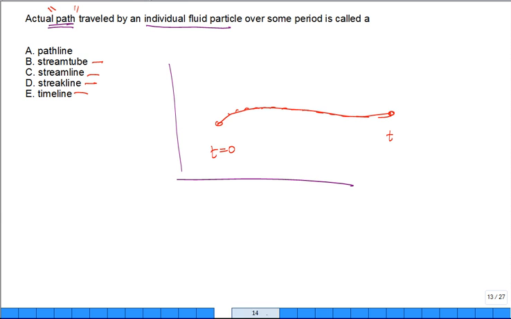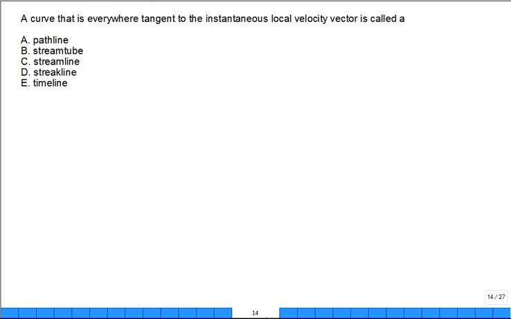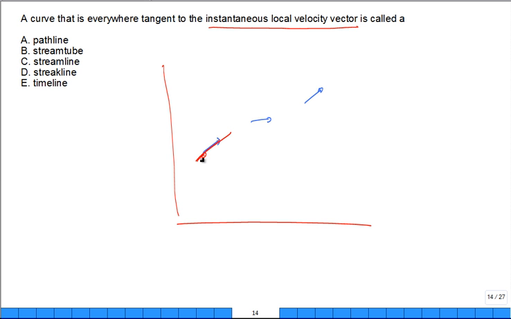Okay. A curve that is everywhere tangent to the instantaneous local velocity vector is called a, so here you have to know the velocity vectors everywhere, right? And then you start somewhere and it's always tangent to it. And then it kind of sweeps and sweeps. Wherever it is, if you evaluated the velocity vector at that location, it would always be tangent to that line. Which one do you think it is?